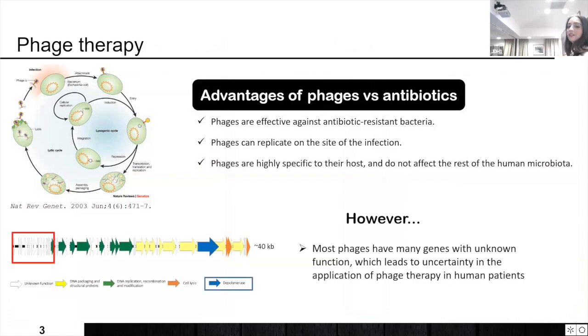One of them being that most phages have many genes with unknown function. And here in the slide, you can see the genome of a small phage, a podophage with around 40 kb of genome size. And in white, you can see some genes with unknown function. And this leads to uncertainty in the application of phage therapy in human patients.